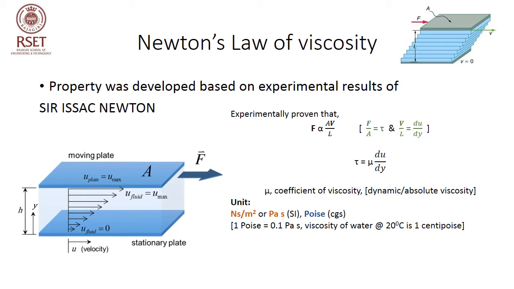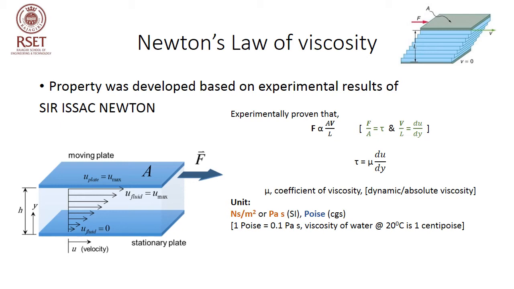So in such a condition, you can see the speed varies as you move up from the stationary plate to the moving plate. In that condition, he observed that the force F is directly proportional to the area. The area he chose, if it is more, then the force required will be more. As you already know, as the area increases, the resistance will also be higher.